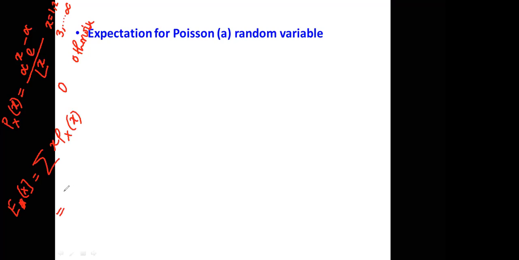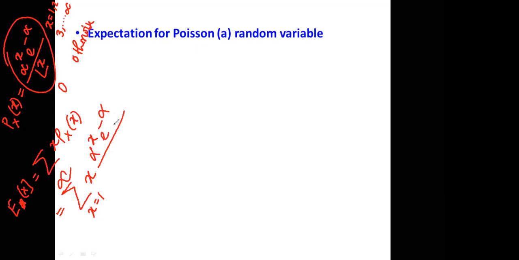So we can write summation, definitely, x equal to 1 to infinity, and then this x will come, and then this px will come here. So that will be alpha to the power x e to the power minus alpha divided by factorial x.